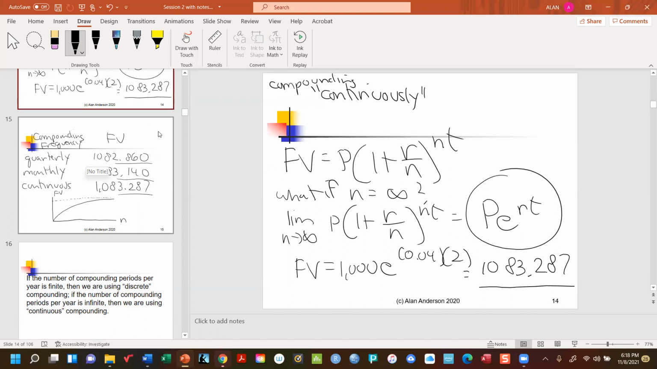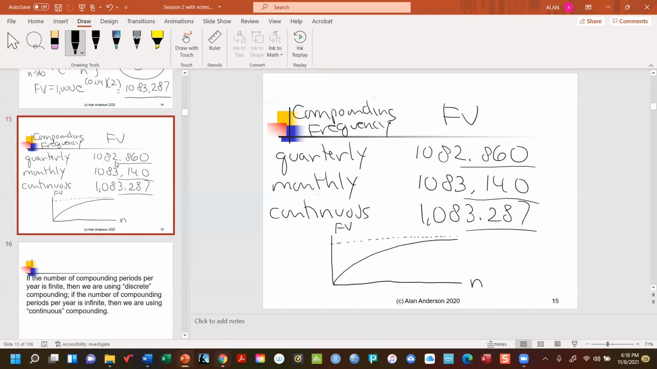In fact, let's look at a summary of these. And by the way, if you never had any calculus, don't worry about it. All you need to remember is that if you continue to increase the compounding frequency, eventually the compounding will be continuous and you'll end up with this formula for your future value. So we have quarterly, 1082.86, monthly, 1083.14, continuous, 1083.287. So the gap between them comes down to the simple interest, a compound interest. In fact, probably should have made another column for that.